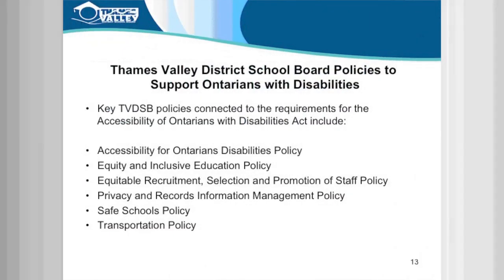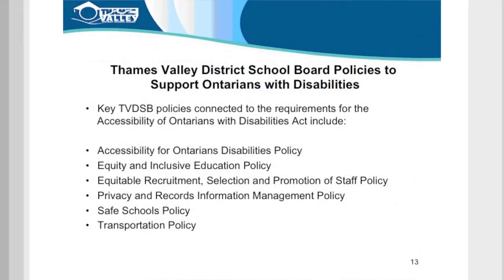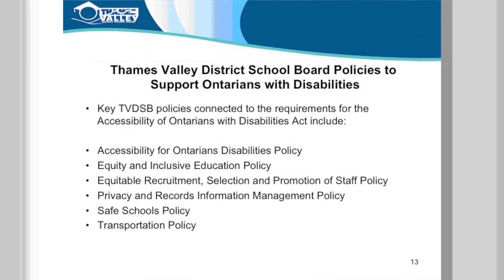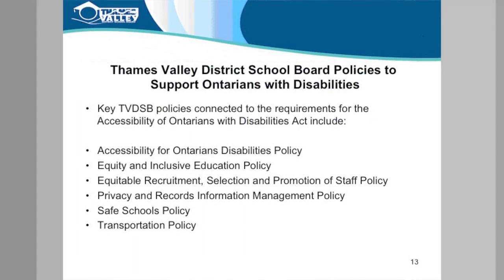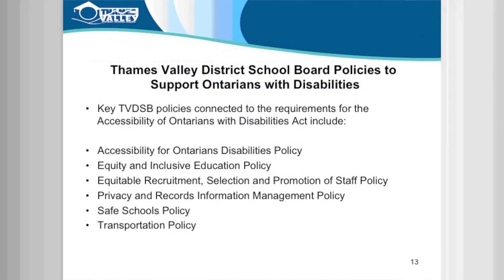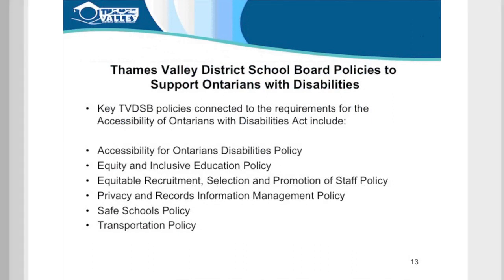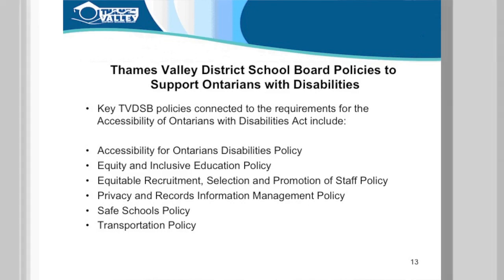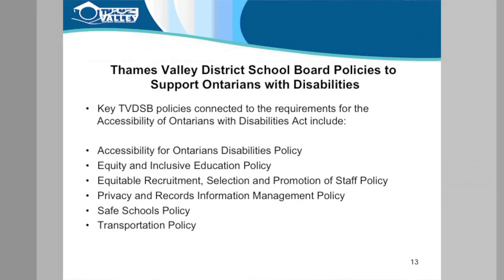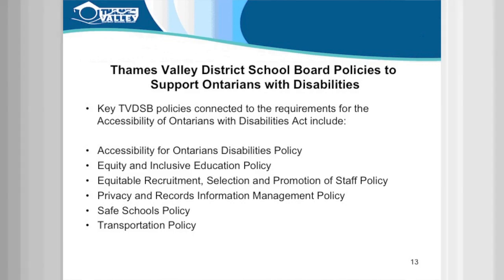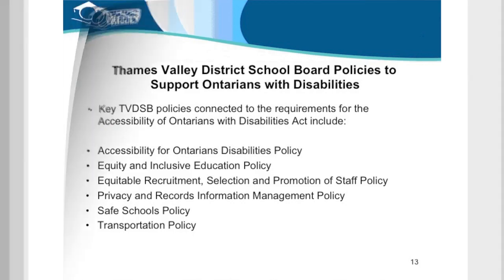Key Thames Valley District School Board policies connected to the requirements for the Accessibility for Ontarians with Disabilities Act include Accessibility for Ontarians with Disabilities Policy, Equity and Inclusive Education Policy, Equitable Recruitment, Selection, and Promotion of Staff Policy, Privacy and Records Information Management Policy, Safe Schools Policy, Transportation Policy.